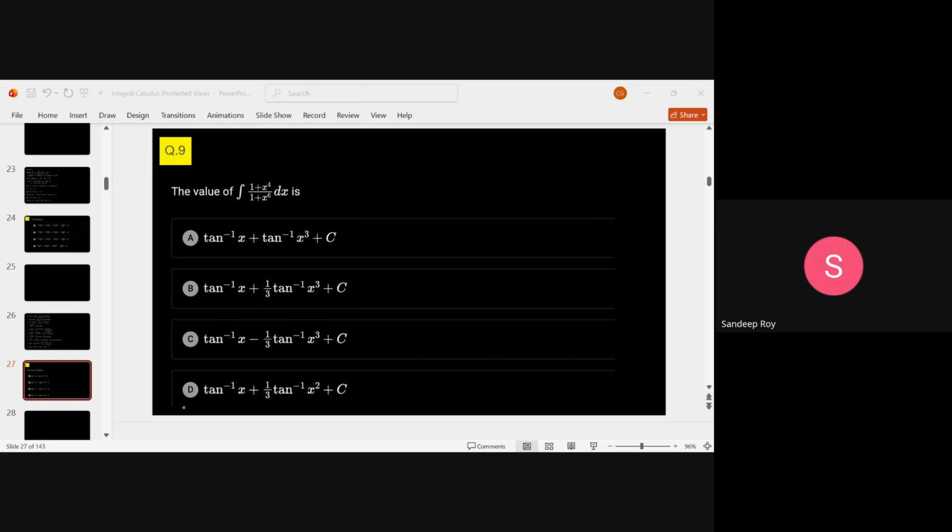Okay, let me solve this one. See, those who are not getting it, please pay attention here. So the question is the integration of (1 plus x to the power 4) divided by (1 plus x to the power 6) dx. First you factorize the denominator. I can write 1 plus x to the power 6 as 1 cube plus (x squared) whole cube.